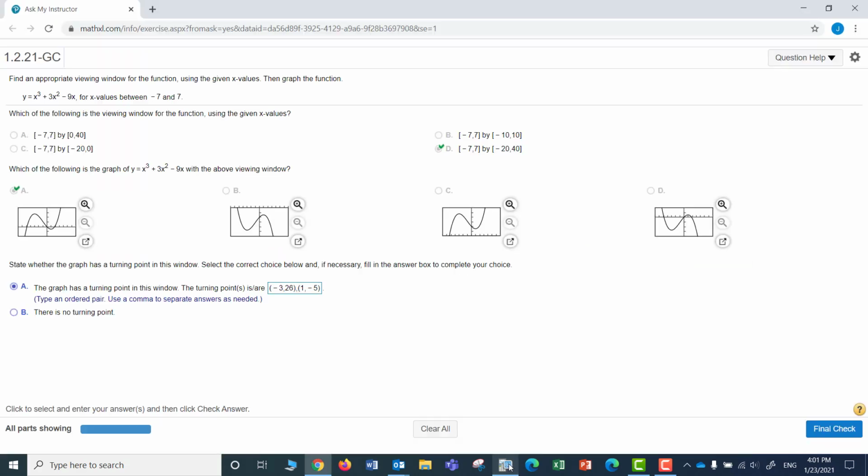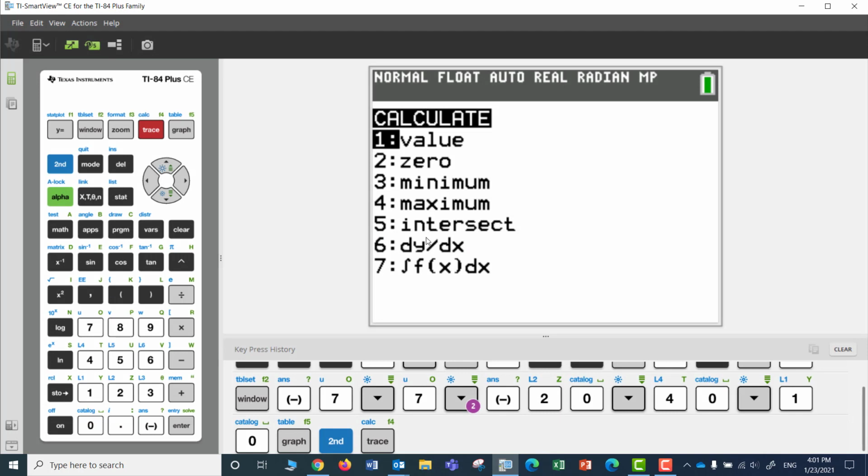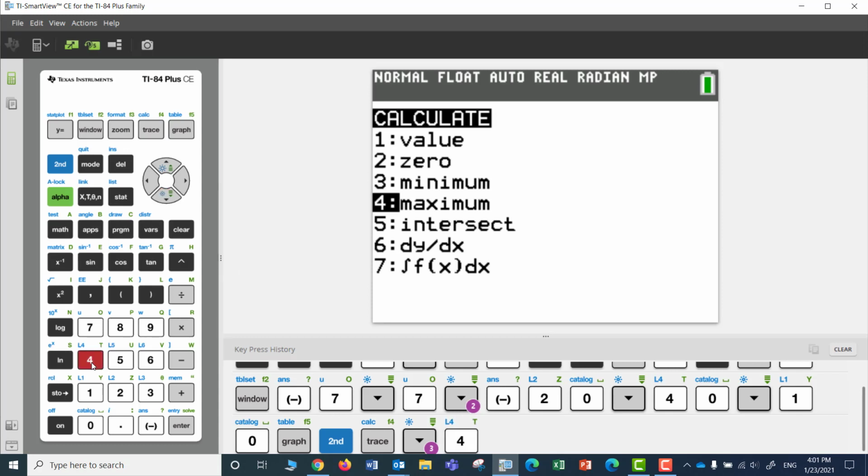If you look at the graph, you have a maximum here as its peak and a minimum here as its valley. So you need to do the maximum for this peak and the minimum for this valley separately. Here I'm going to do maximum first. So you push the number 4, or you move the down arrow to maximum.